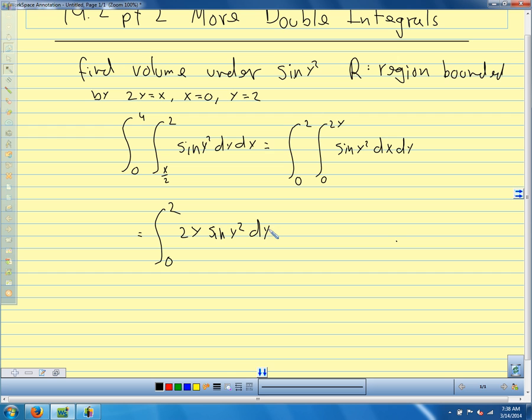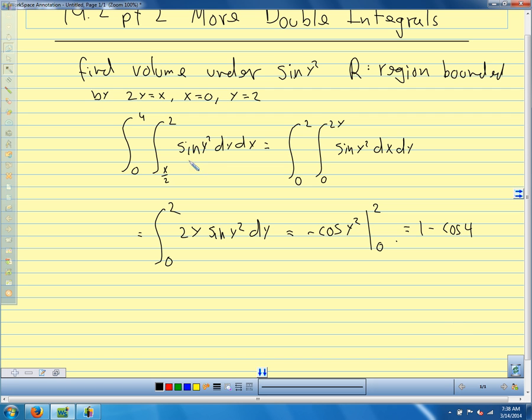And look at this. That's a gift, right? This is one of the easiest integrals that we've ever evaluated. This is just a straight u substitution. So what does this evaluate to? Sine y squared? Minus cosine y squared, evaluated from 0 to 2. If I evaluate that, I end up with 1 minus cosine of 4.